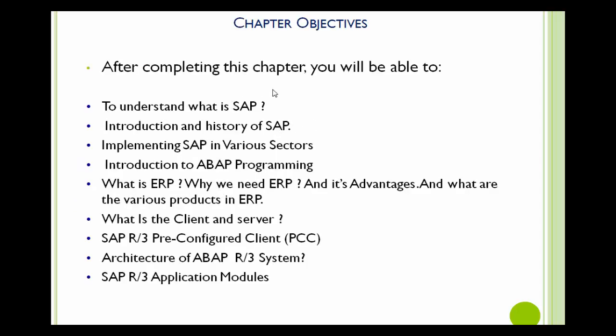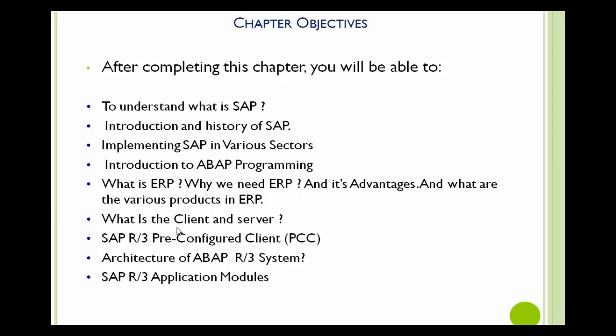Before this, the chapter objective: after completing this chapter, you will be able to know all this process. The first thing is to understand what SAP is, and the introduction and history of SAP, then implementing SAP in various sectors, an introduction to ABAP programming, very basic programming, and what ERP is, why we need ERP, what its advantages are, and what the various products in ERP are.